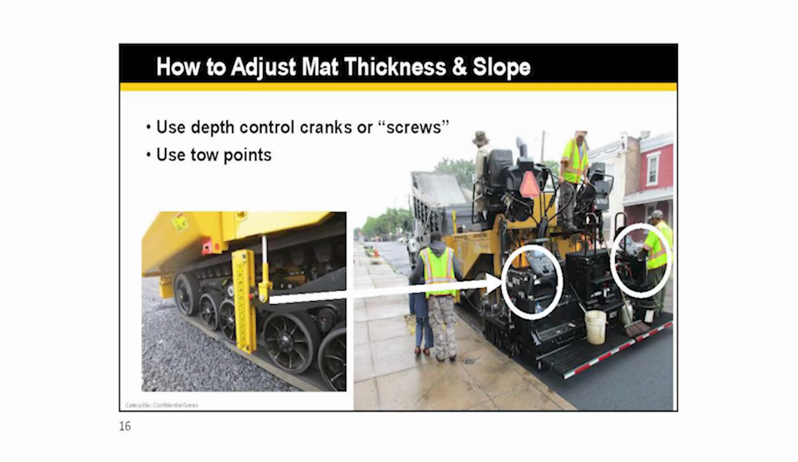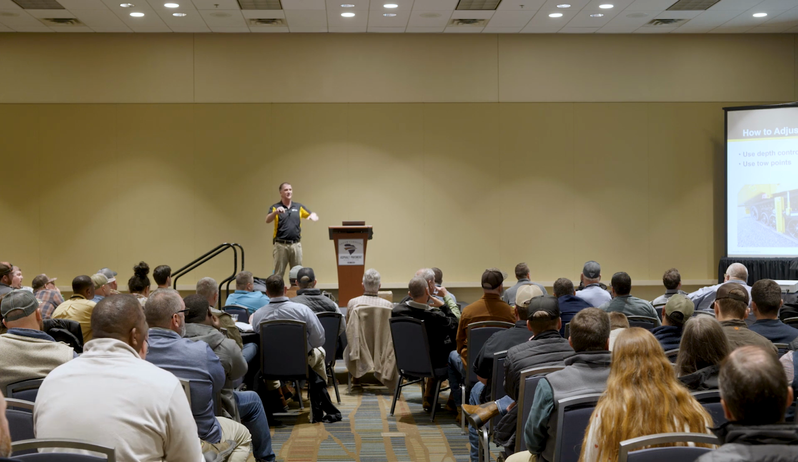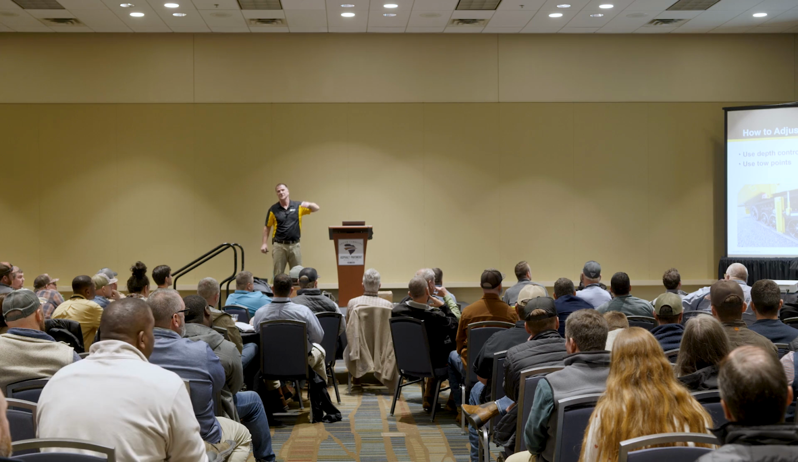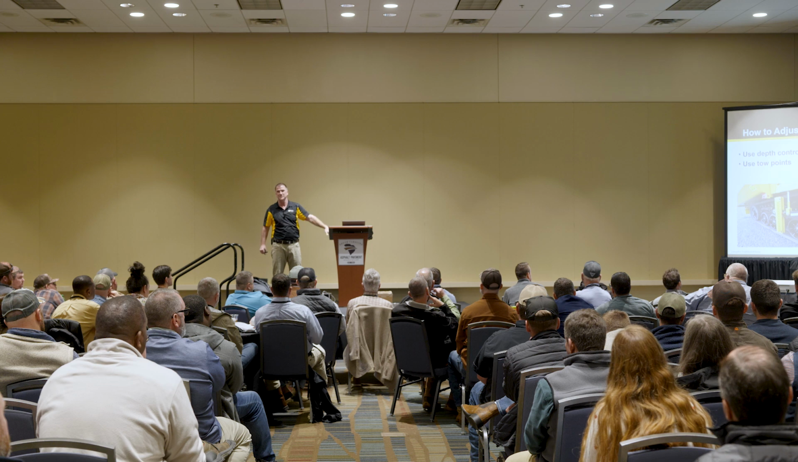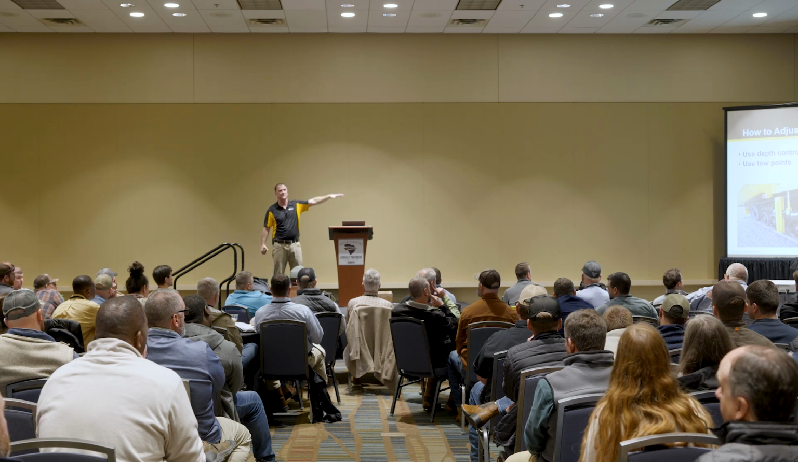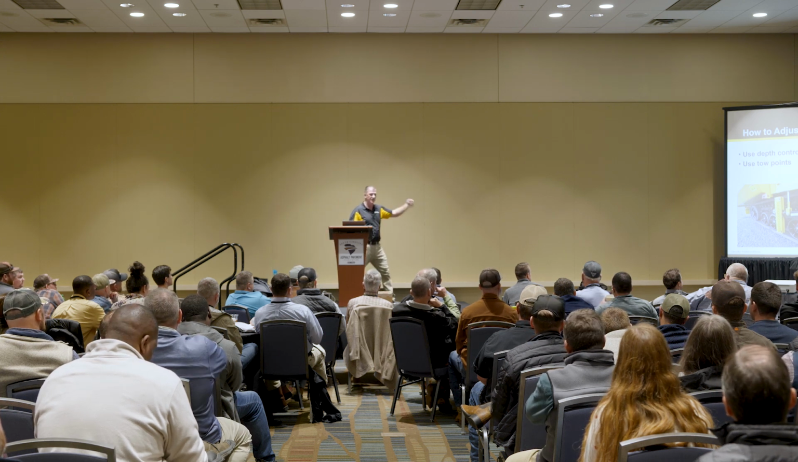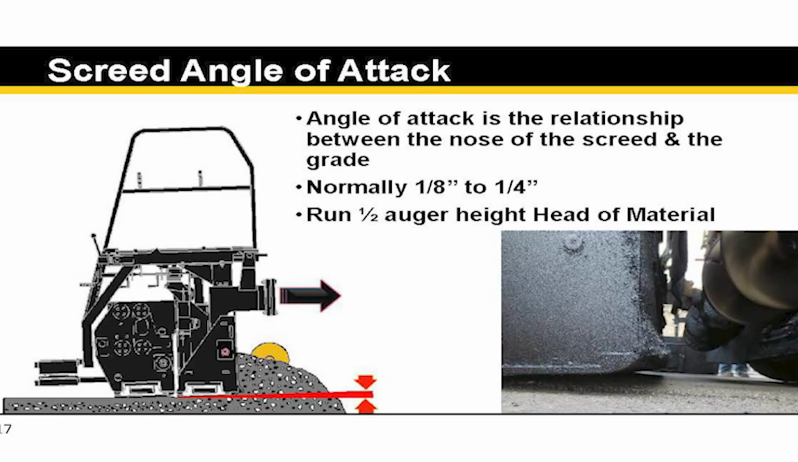So how do we adjust thickness and slope? We're talking about cross slope, talking about thickness or grade. We can do it one of two ways. We can use the toe points, so we can move those toe points up and down to change our thickness, or move one side to change our slope, or we can use the depth screws or the cranks. Which paver operators or screed operators use the toe points for making those adjustments? Anybody? Sure, yeah, there you go. So you can use the toe point, like I say, or you can use the depth cranks. And either way, again, will change your thickness.